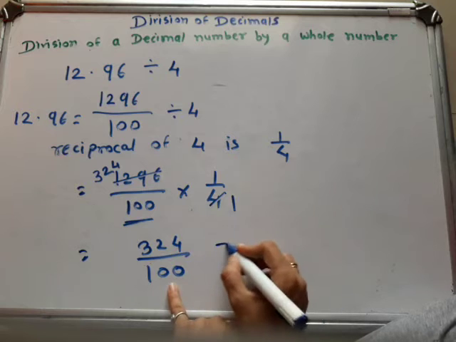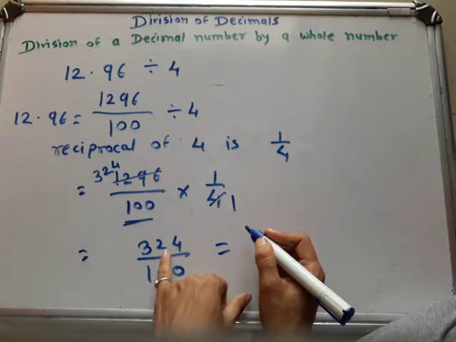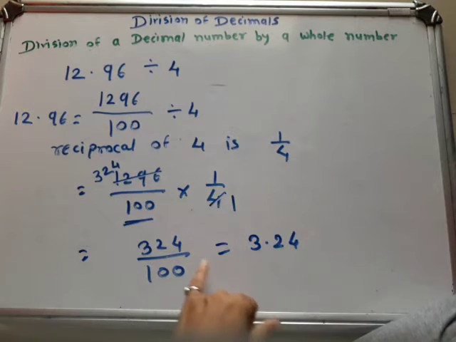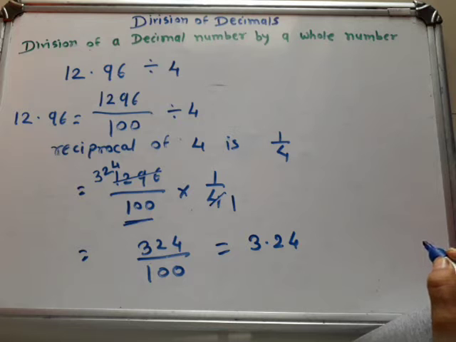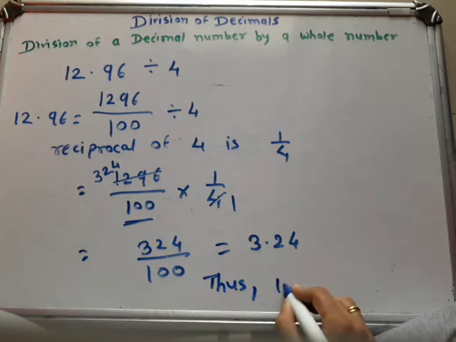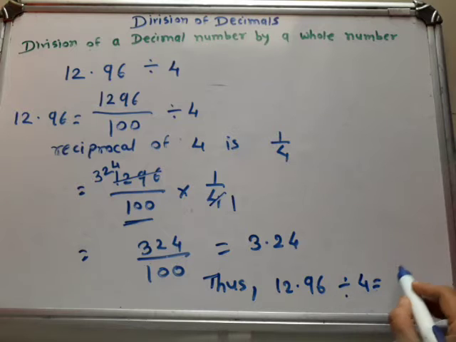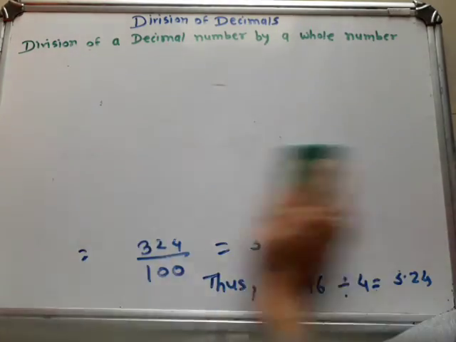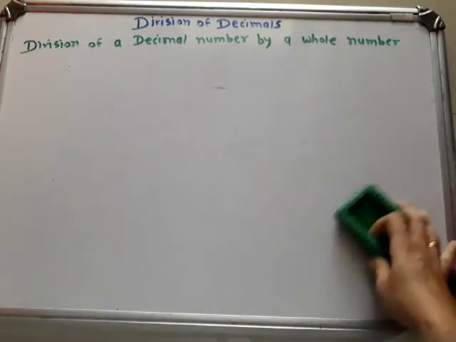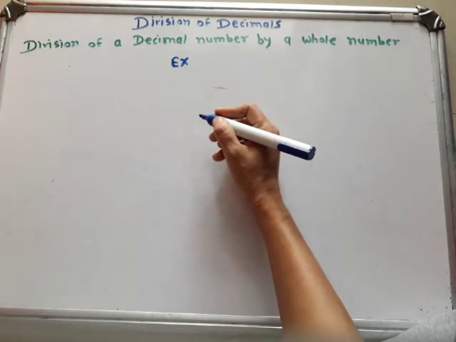Now see here how many zeros are here. Again you have to convert this fraction into a decimal. 2 zeros, so before two numbers you have to put the decimal point. So your answer is 3.24. Next, the last step: 12.96 divided by 4, we get the answer 3.24. This is your answer. Again we see one more example here. Now you have to solve the exercise 2.7.